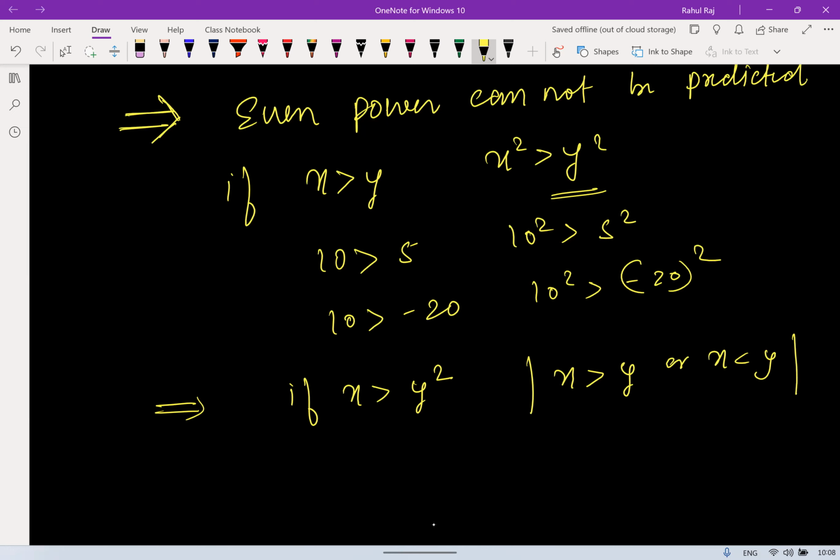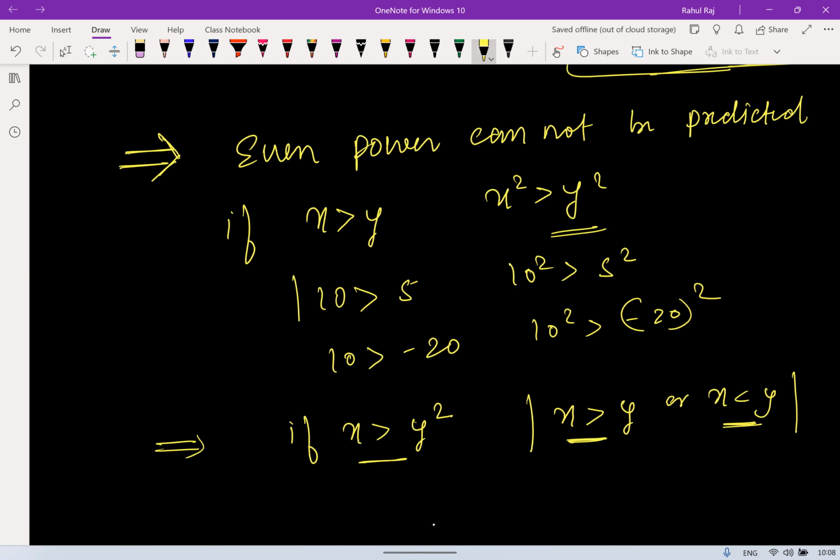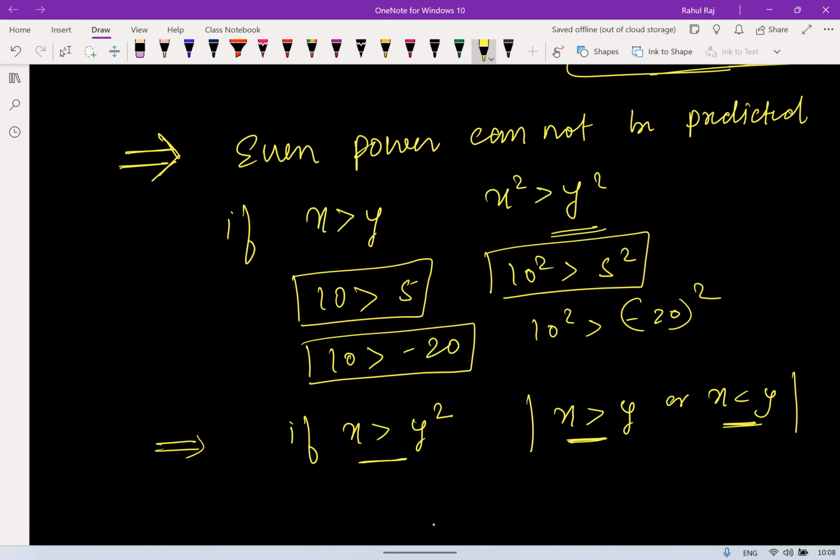So that by default means that if x is greater than y square, x can be greater than y, or x can be less than y. Simple, straightforward logic. But for what cases? Can you please think once? Tell me in terms of a number concept. I have shown you numbers over here. For the first one, when I say 10 is greater than 5, 10 square is greater than 5 square. When I say 10 is greater than negative 20, but 10 square is not greater than negative 20 square. So I can say even powers cannot be predicted.